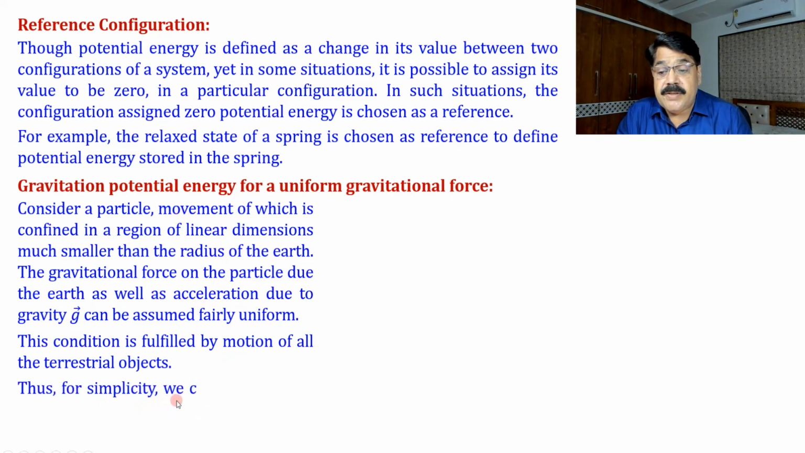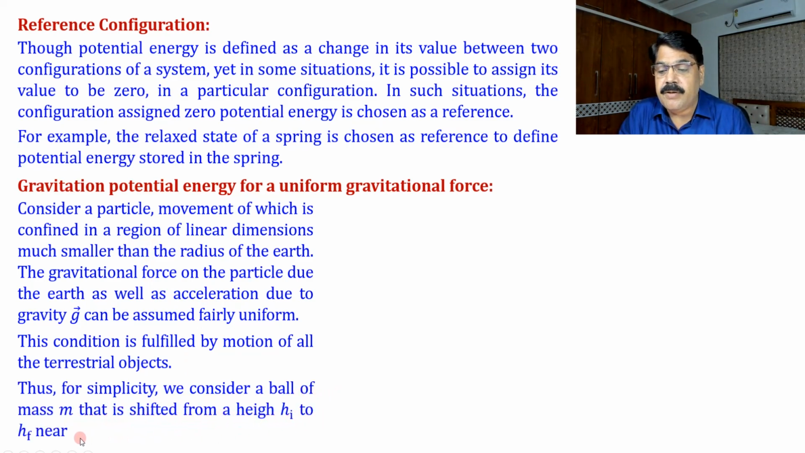Thus, for simplicity, we consider a ball of mass m that is shifted from a height h initial to h final near the ground. This ball is a terrestrial object, and we try to develop an expression for the potential energy of the Earth-ball system. In what condition? The ball is lifted from a height h initial to h final near the Earth, and this difference h is much smaller than the radius of the Earth.